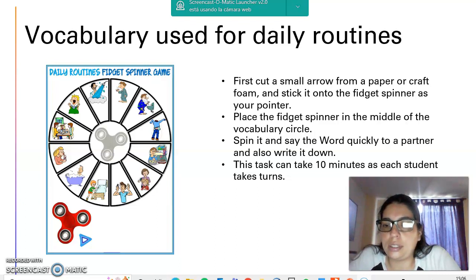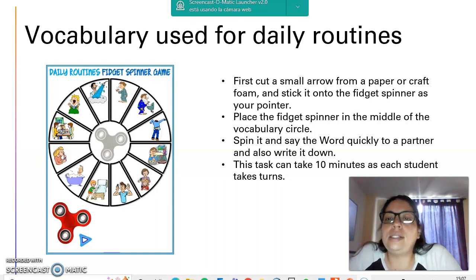So here I think that everyone is familiar with the fidget spinner that we have all played with eventually at some point of our lives, especially when they became so popular 4 or 5 years ago. So to use this little gadget, first we need to cut a small arrow from a paper or craft foam and stick it onto the fidget spinner as your pointer. You place the fidget spinner in the middle of the vocabulary circle that you can use here as a printout.